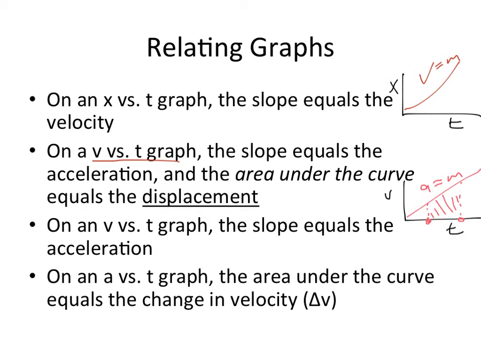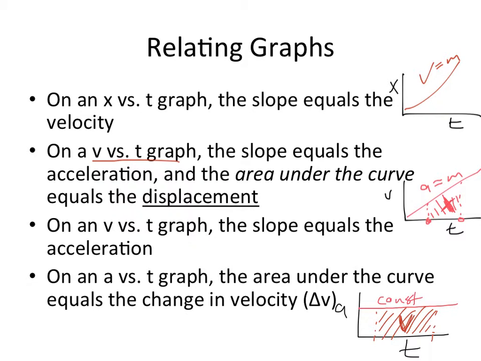And on an acceleration versus time graph, all right, so here's the acceleration versus time. The area under the curve equals the change in velocity. So if we have, let's say, a positive acceleration like that, some positive value, and remember, we're only going to deal with constant accelerations, then for a certain amount of time, between say here and here, the area under the curve will give you the change in velocity. Just like in the previous one, the area under the curve gives you the displacement.